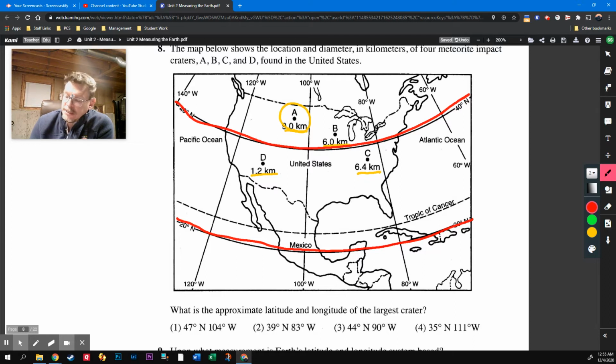So it looks to me like point A is farther north. This one here is 20. This one here is 40. So point A, location A, is farther north than 40 degrees. So we know that the latitude has got to be greater than 40 degrees. We don't exactly know what it should be, but it needs to be greater than 40.